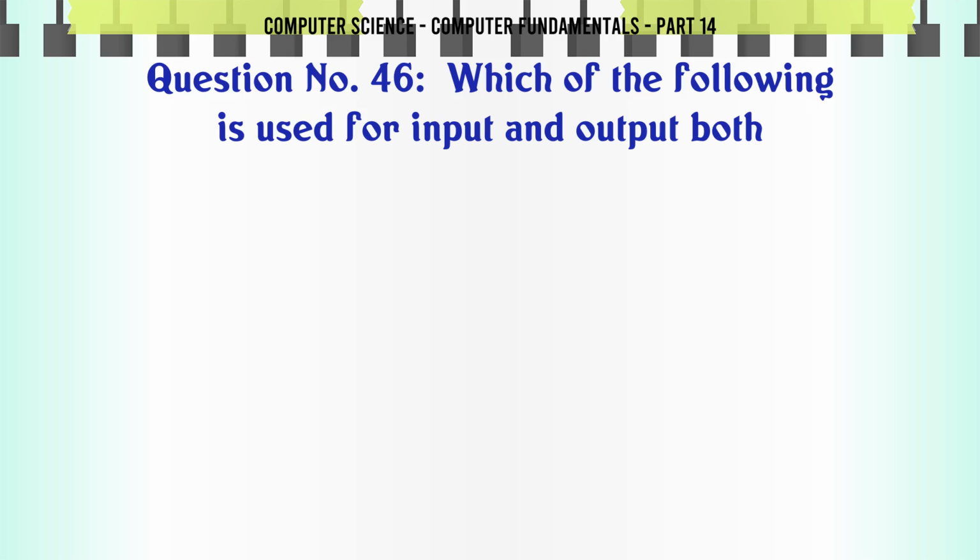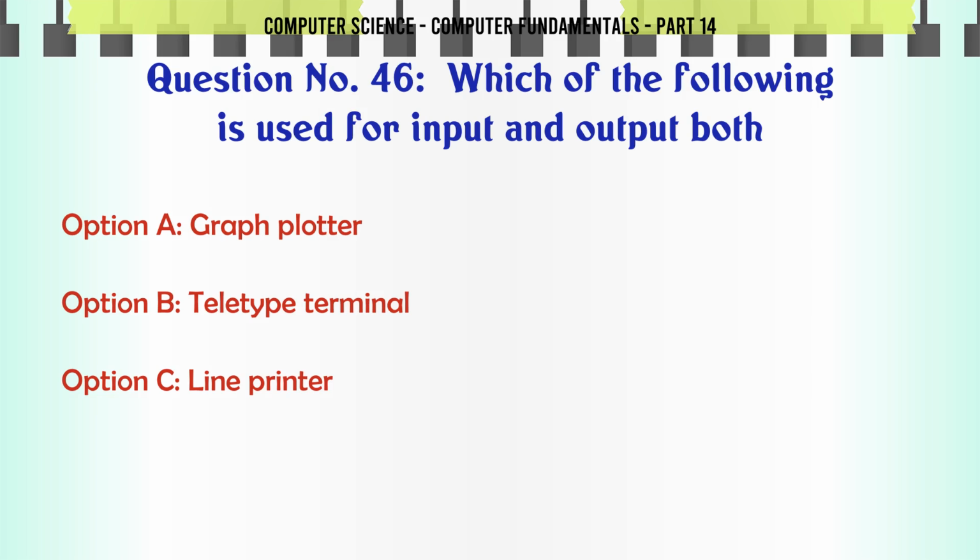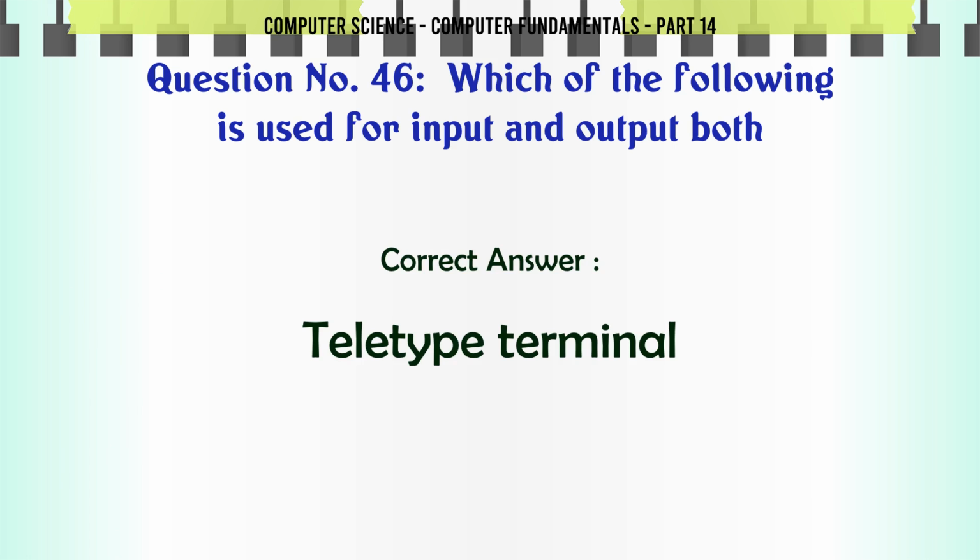Which of the following is used for input and output both? A. Graph plotter. B. Teletype terminal. C. Line printer. D. All of the above. The correct answer is teletype terminal.